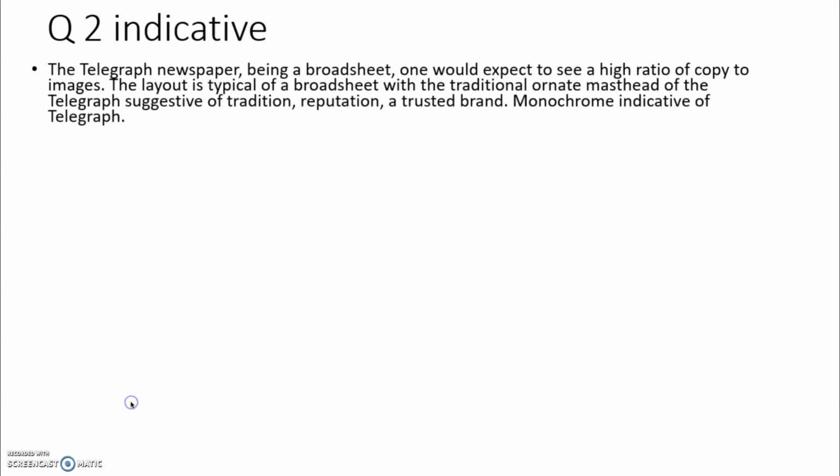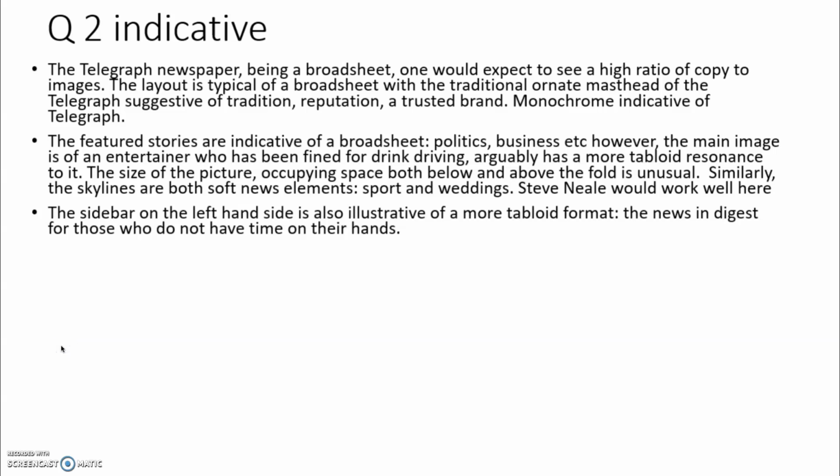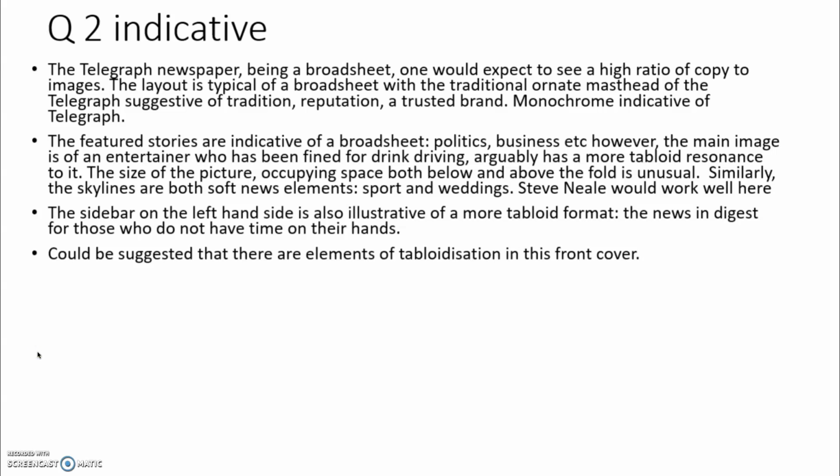And then, like before, I'll just quickly show you some of the things you could have said. We would have expected to have seen a high ratio of copy on a broadsheet, traditional ornate mastheads that suggest tradition and trust, and featured stories on politics and business. However, like we said, a main story of an entertainer fined for drink driving is much more tabloid, even as is the size of the picture. Some soft news elements like sport and weddings. Maybe you could bring in Steve Neale's theory on hybridization. The sidebar on the left-hand side is a little bit more tabloid too. So it wasn't really a typical example of a broadsheet.